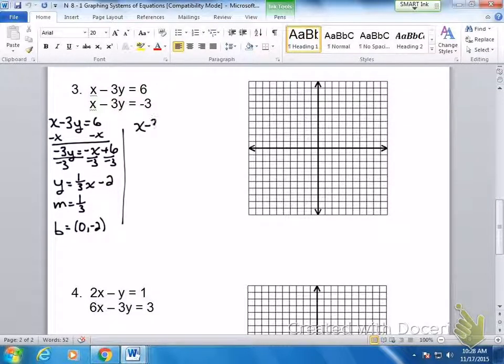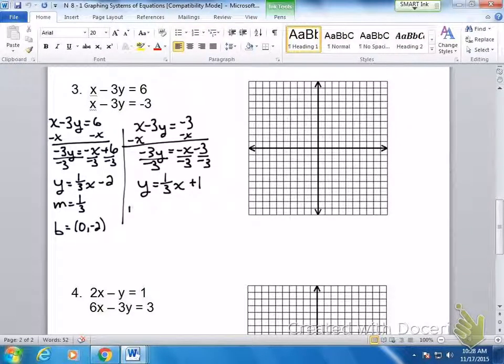I have x minus 3y equals negative 3. And this looks really similar to our first one. Let's do the same thing. Subtract x from both sides. Let's see, that gives me negative 3y equals negative x minus 3. I divide everything by negative 3. And I get y equals, again, it's negative x over 3, so 1/3 x. Negative 3 divided by negative 3 is plus 1. So I got a slope of 1/3. And I got a b at 1, so 0, 1. Now let's plot those.